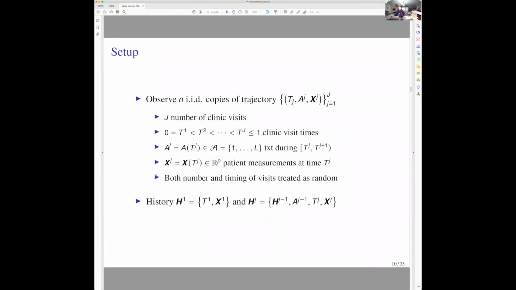Okay, so to make the notation more compact, we'll define the history H1 to be T1 and X1, and HJ to be the previous history, new treatment decision, new time point, and new covariates. So HJ is the information you have at visit J to make a decision for that patient.